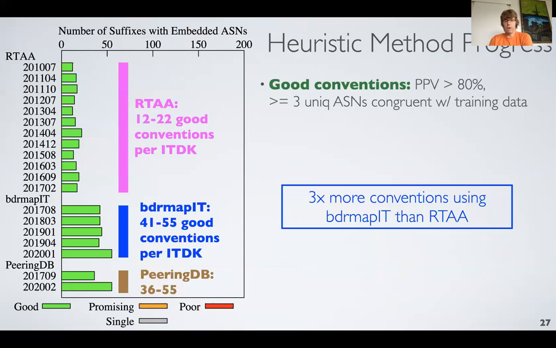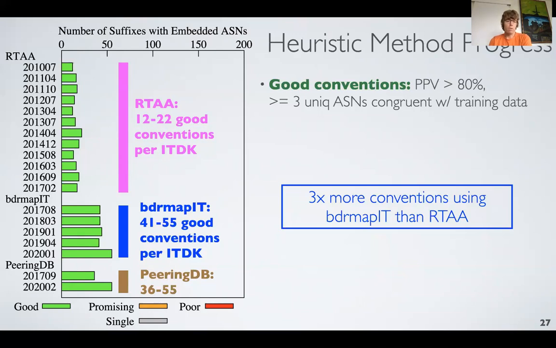So what we first can say is that when we apply our inferred regular expressions to the training set, and we look at the congruity between the extracted ASNs and those inferred with the heuristic method, the inference methodologies have made progress.